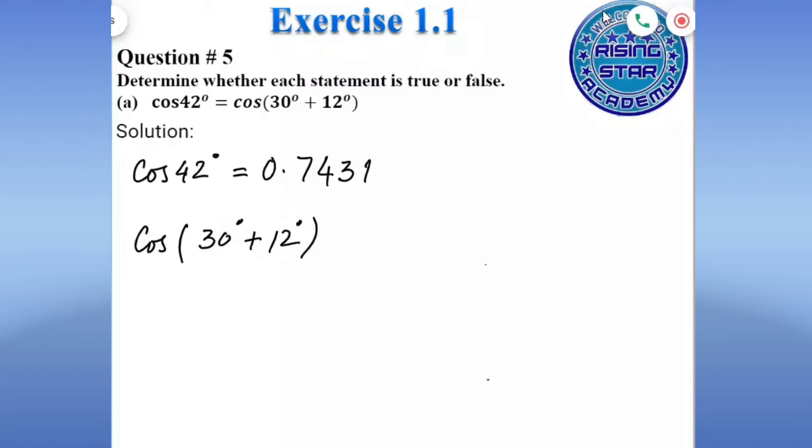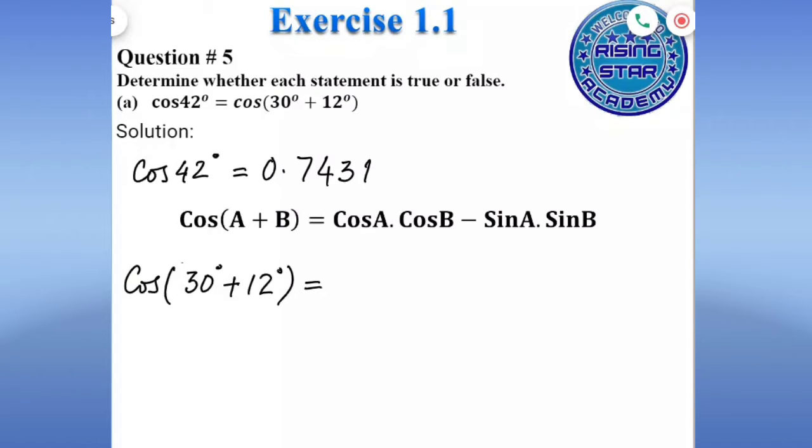plus 12 degree. Here I would apply the identity. So let me write the identity. Okay, now I would apply this identity. So you can see the A value is 30 degree and the B value is 12 degree. Now we will solve.